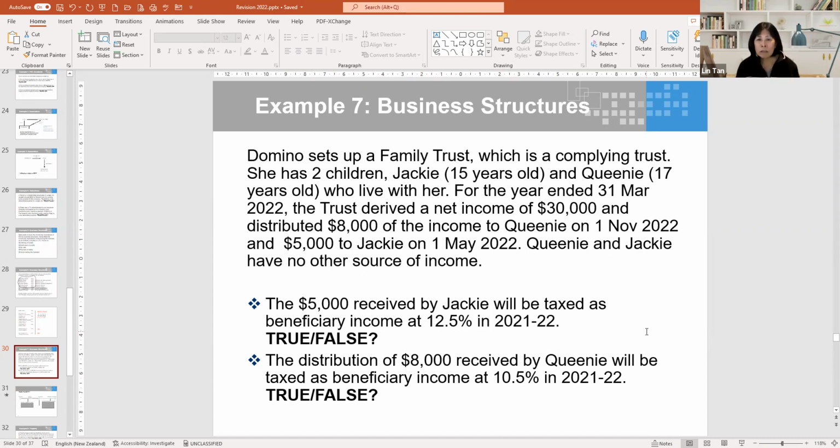Right. So for questions like that, it is very important to take note of the beneficiary age, because they could be a minor beneficiary. The tax year is very important. And number 3, when was the distribution being made? Because you want to identify whether it is regarded as beneficiary income or not.